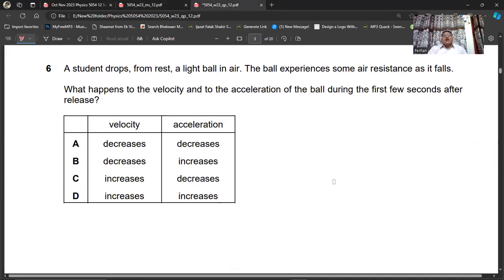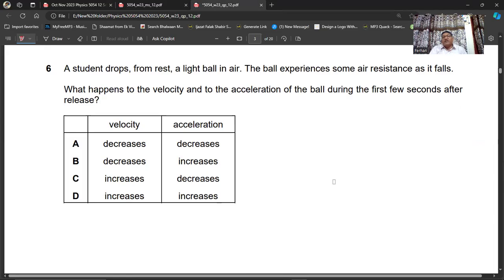Question number 6. A student drops from rest a light ball in air. The ball experiences some air resistance as it falls. What happens to the velocity and to the acceleration of the ball during the first few seconds after the release? You see, as you drop the ball, as it is going down, its velocity increases.